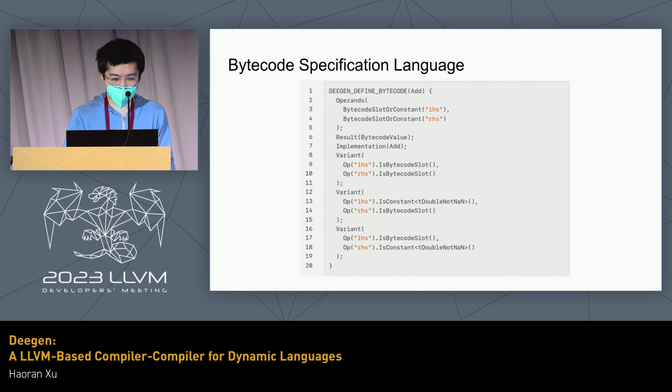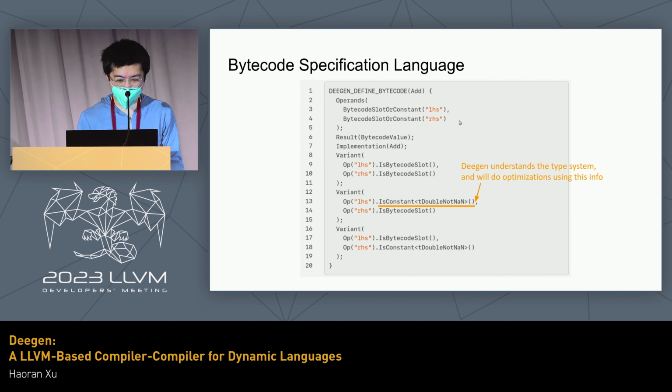And the execution semantic is not the only thing in the language. So we also need to know things like an add has 2 operands, and every operand is either a constant or a temporary value in the stack frame. And that's what this operand thing says. And we also need to know that an add always generates a value. And the implementation is the add function we just covered.